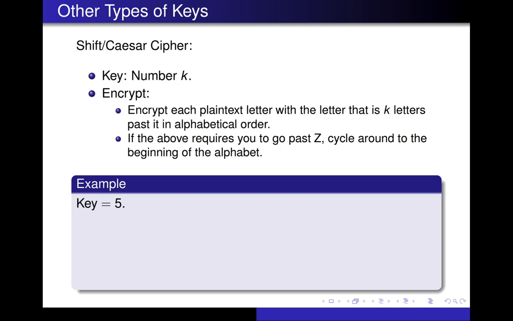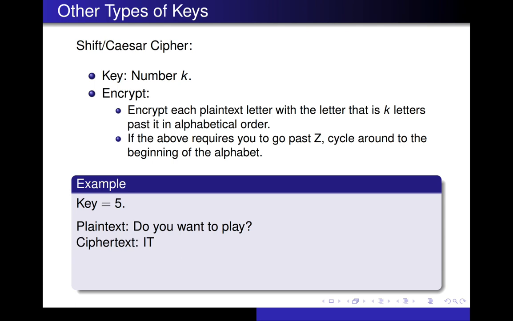So let's do this with an example. Here our key is going to be the number 5. If I want to encrypt the message, "Do you want to play?" Well, let's see how I'd encrypt that D. I go 5 letters forward in alphabetical order. So you start with D and then E, F, G, H, I. So D would be encrypted with I. You do the same thing with O. So 5 letters past O is P, Q, R, S, T. So you'd replace the O with T, and so you end up with IT for "do".